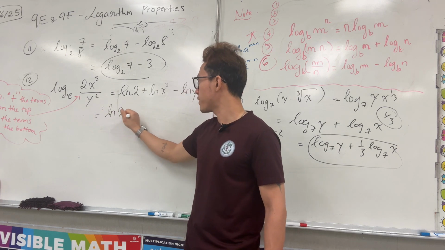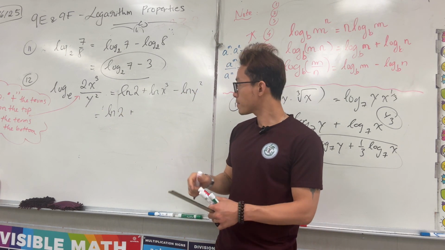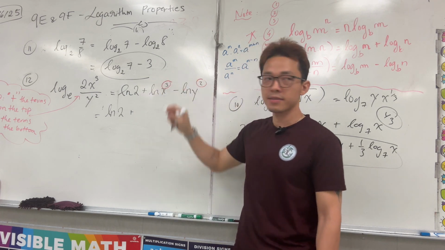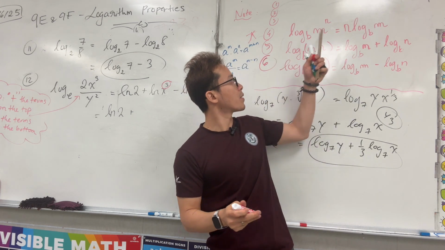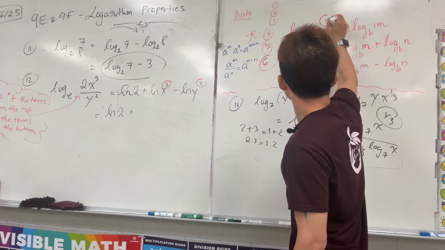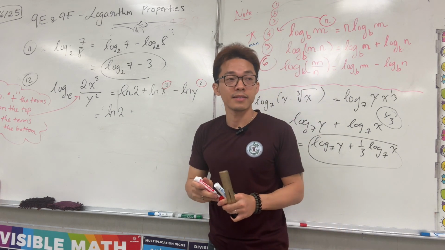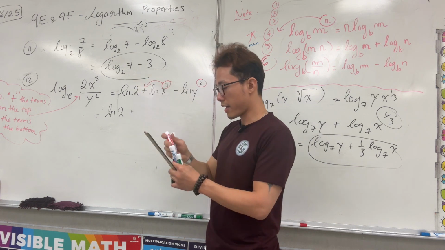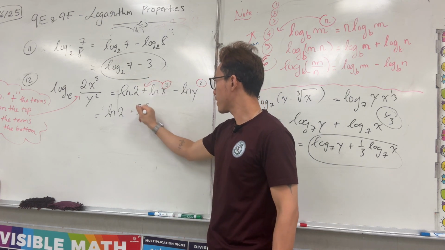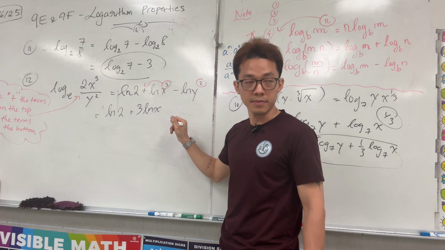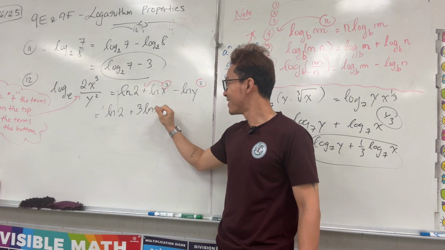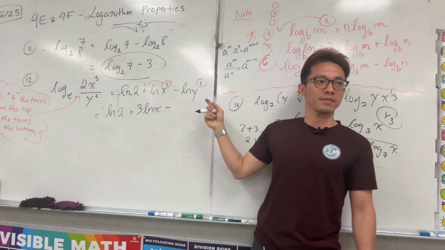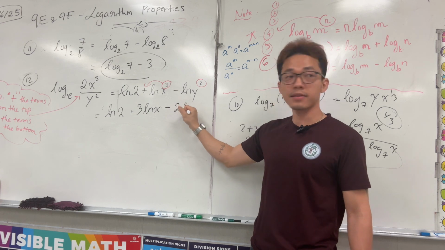So ln 2 plus the power. What are you going to do with the power? Property number 4. You bring it to the front. So you're going to have 3 ln x. Continue. Minus, yes, 2 ln y.